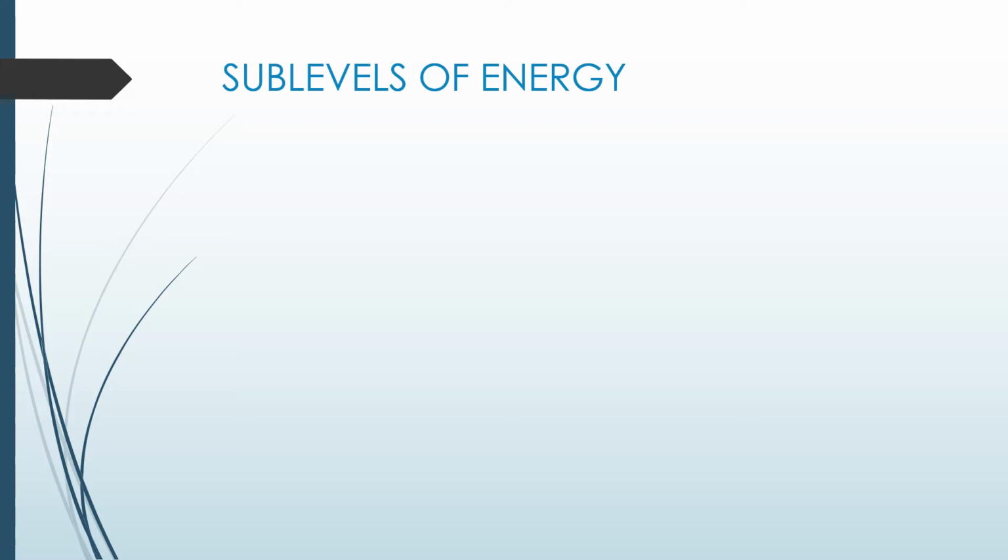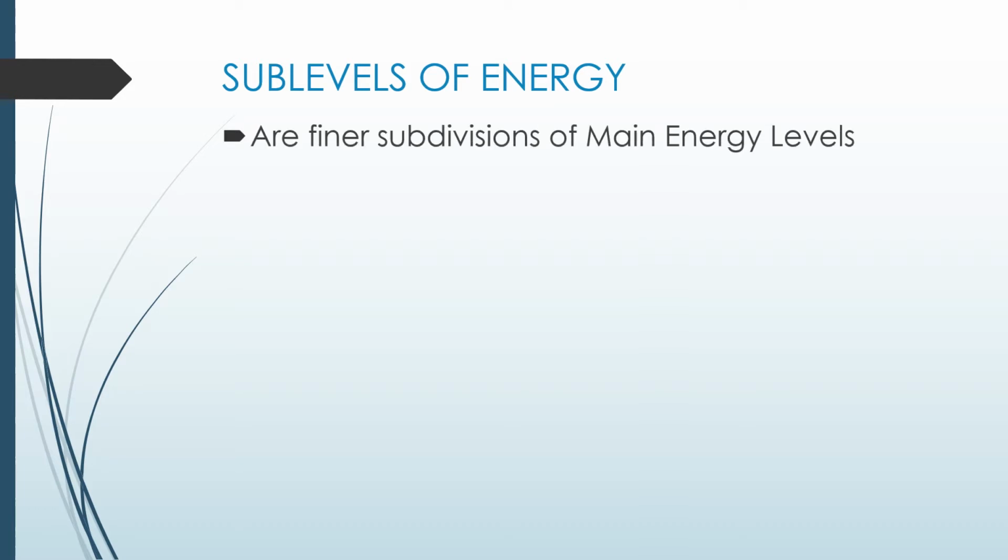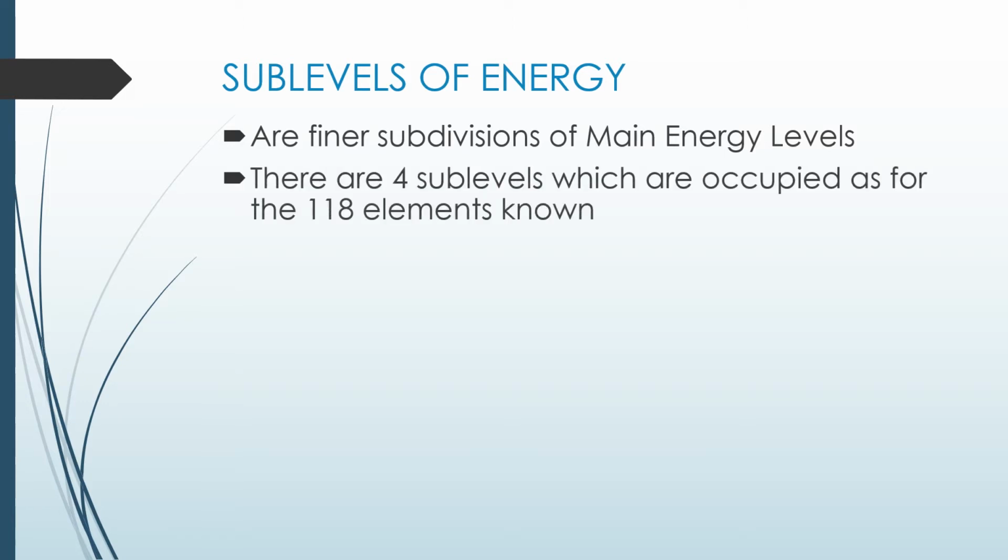Let us imagine the atom as the school premises. Inside the school, we have different buildings, and that is the main energy levels. In every building, we have classrooms. These classrooms are the sublevels of energy. So, the sublevels of energy are the finer subdivisions of the main energy levels.